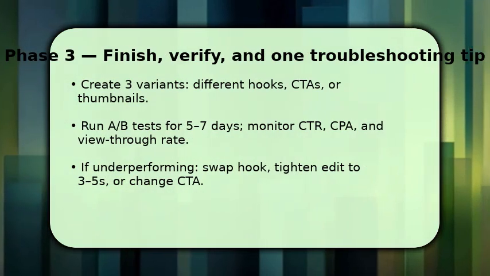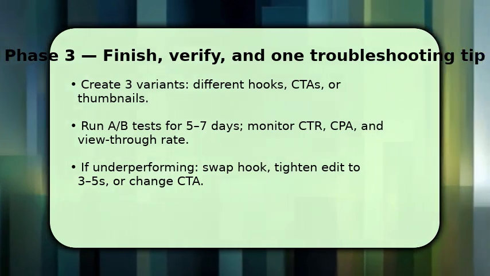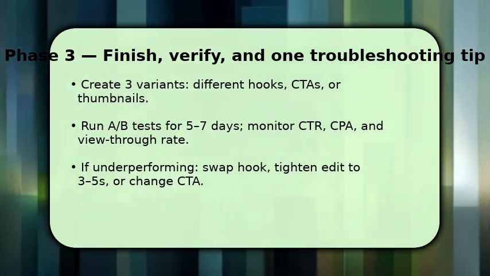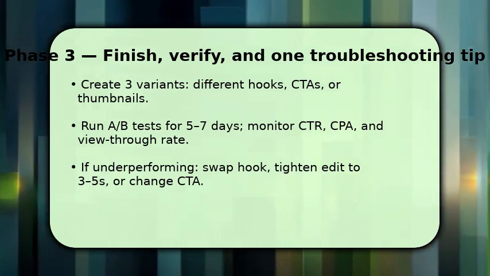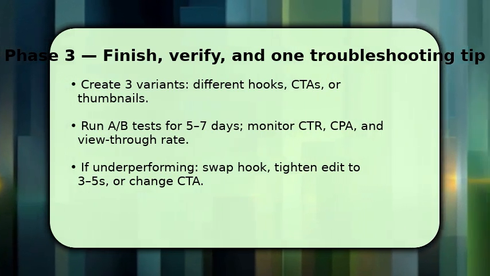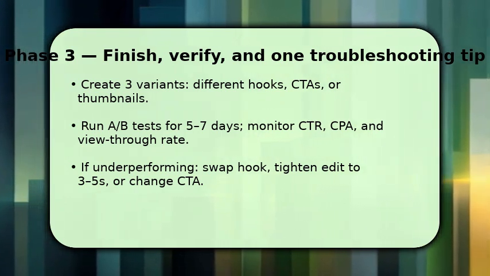You finish by exporting final masters and creating 3 strategic variants. Change the hook, swap the CTA, or test a new thumbnail. Upload and run A/B tests for 5 to 7 days, tracking CTR, CPA, and view-through rate so data guides the winner. If performance is low, act fast.